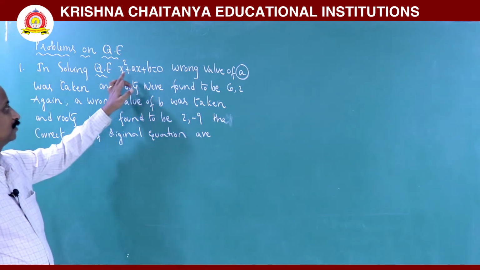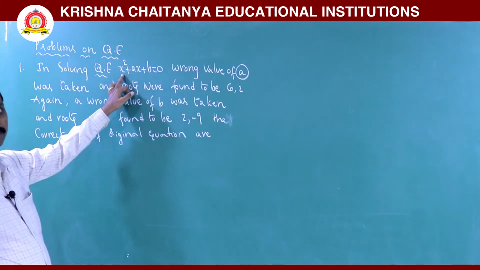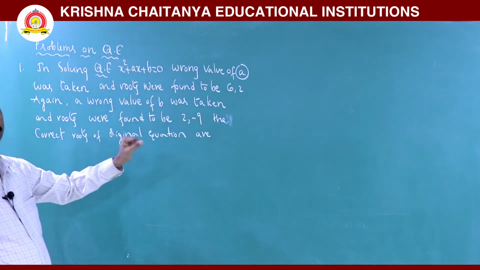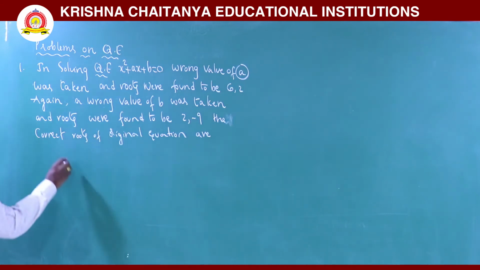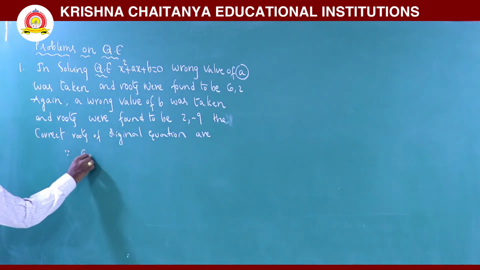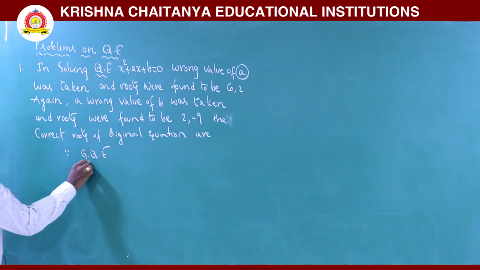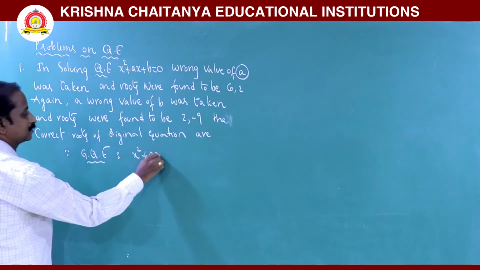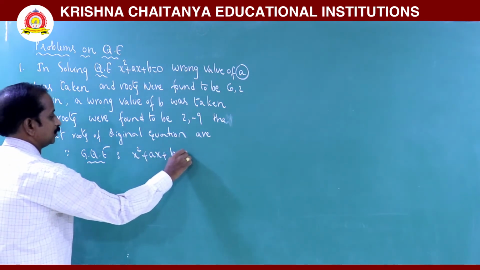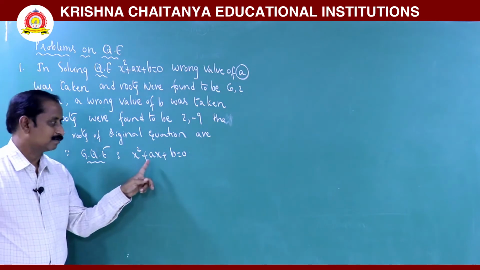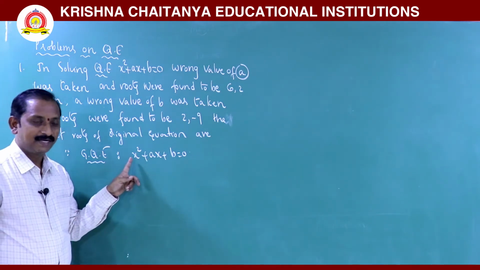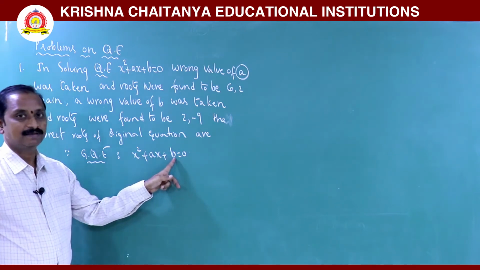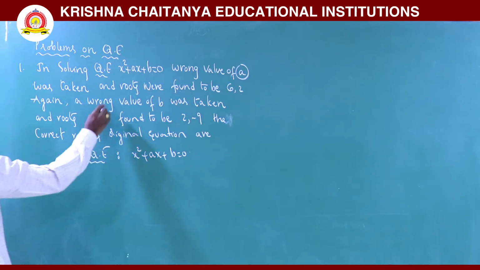So, this is the original equation. For the original equation, we can calculate a, b using the conditions. First of all, the given quadratic equation is x square plus ax plus b is equal to 0. Here the roots are alpha, beta. The sum of the roots is minus a, and the product of the roots is b. What is the data?